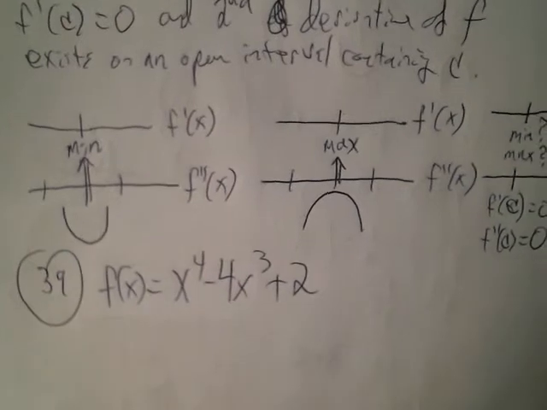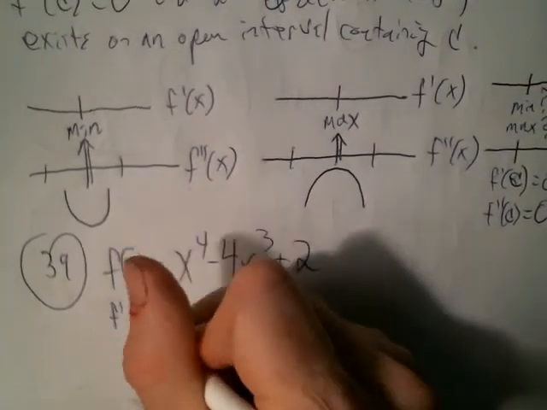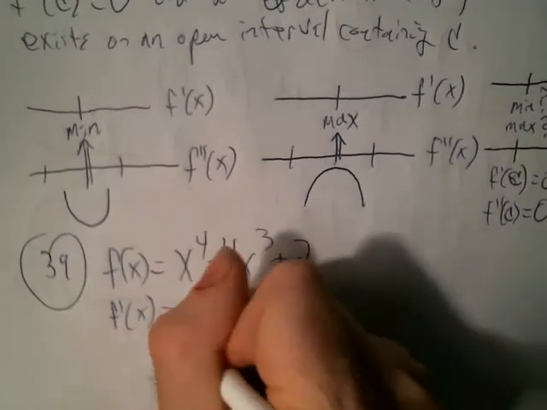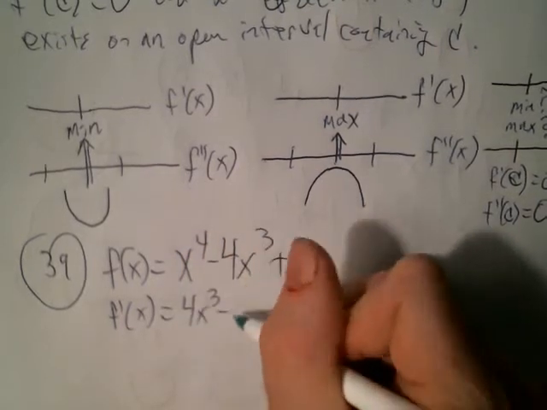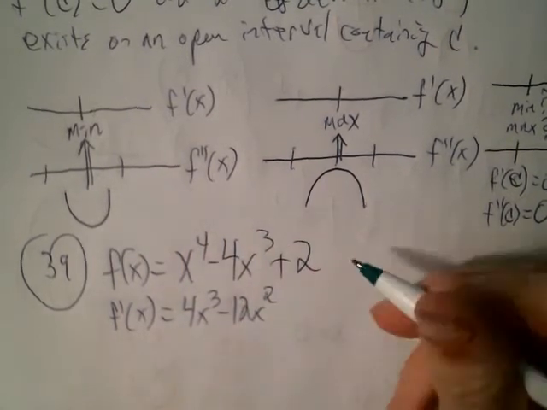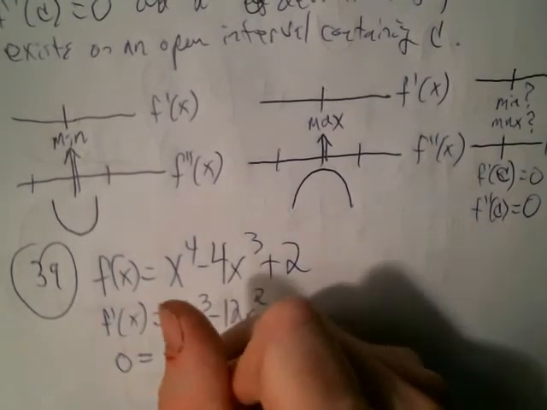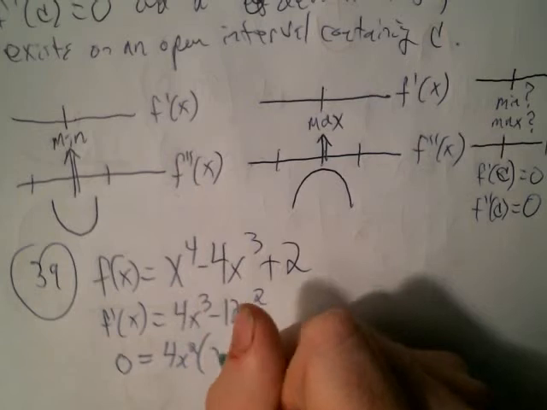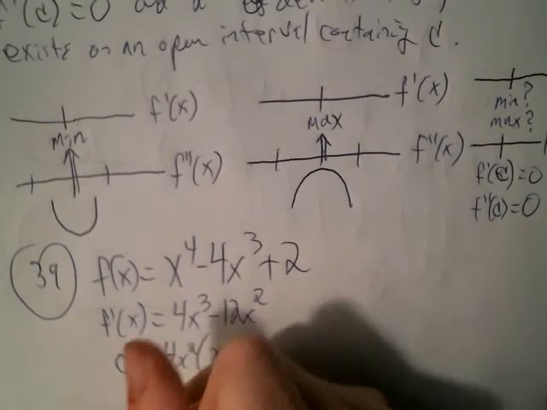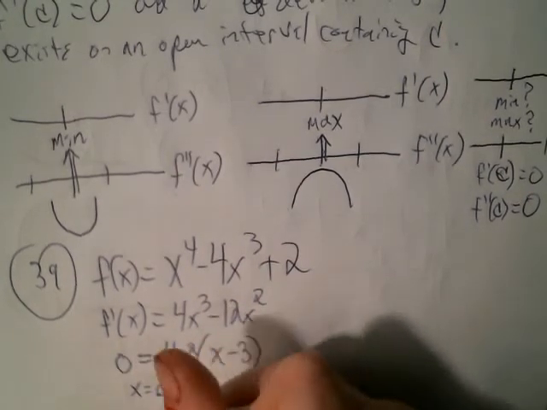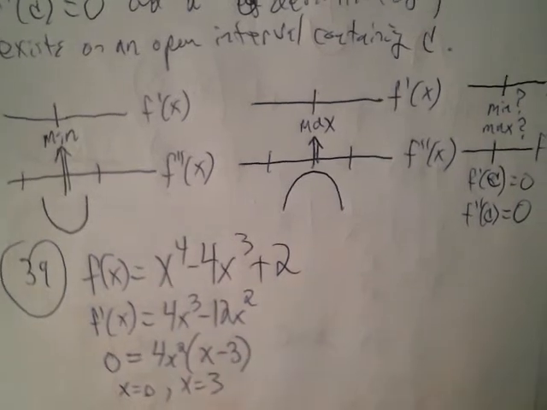Okay, so let's take a look at this guy. I need the first derivative and the second derivative. First derivative, 4x cubed minus 12x squared. Set that equal to 0 for those critical values. I can factor out 4x squared, I get x minus 3. So we'll get x is 0 and x is 3 for critical values.